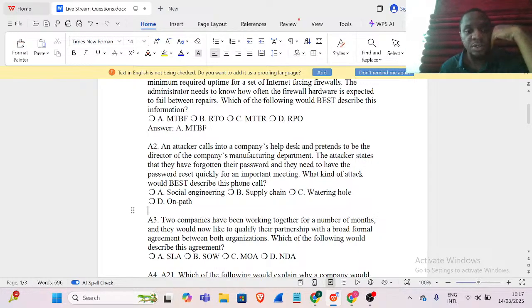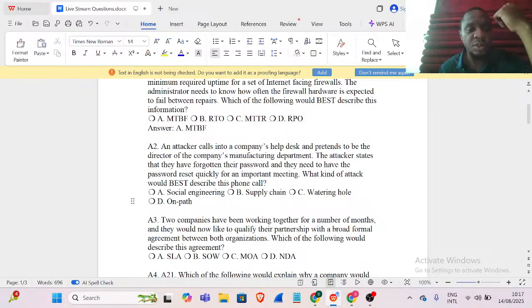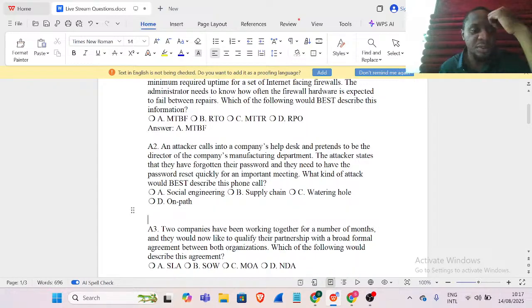So this is definitely social engineering because he's trying to impersonate, trying to get sensitive information like the password. The attacker states that he has forgotten his password, so it's misinformation and impersonation. It's impersonating a staff member. So it's a basic social engineering attack. The answer here is social engineering.